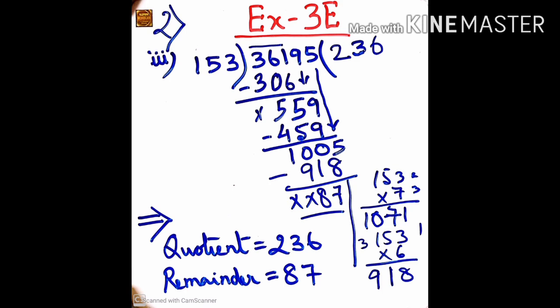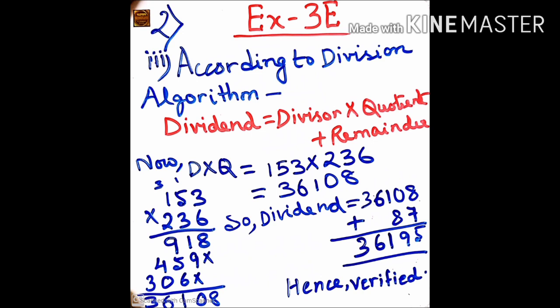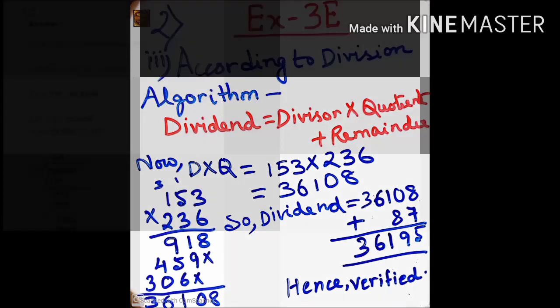What we will use? We will use the division algorithm. Okay. So according to division algorithm, dividend is equal to divisor into quotient plus remainder. So divisor into Q is 153 into 236, which is 36,108. I have shown you the multiplication. Now we have to add the remainder, 87. So 36,108 plus 87 is 36,195. Hence, it's verified. Our division is correct.